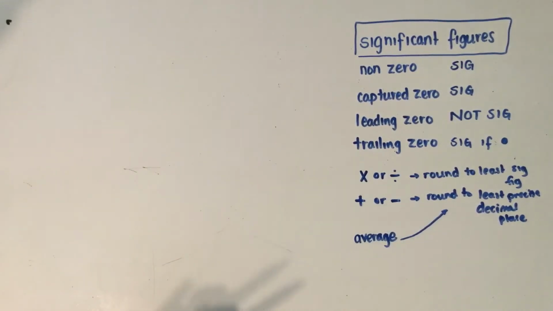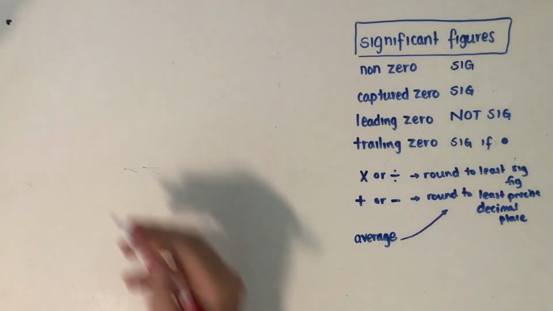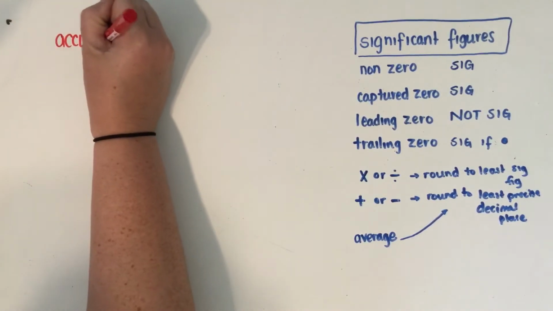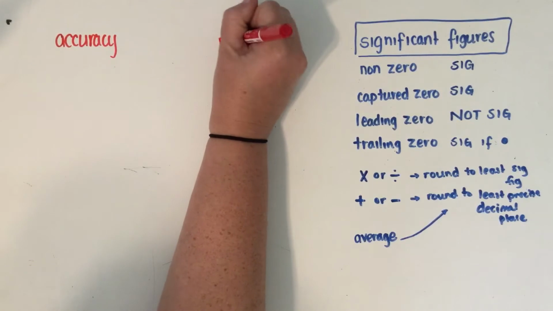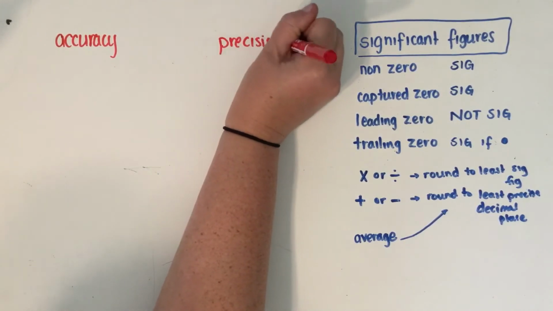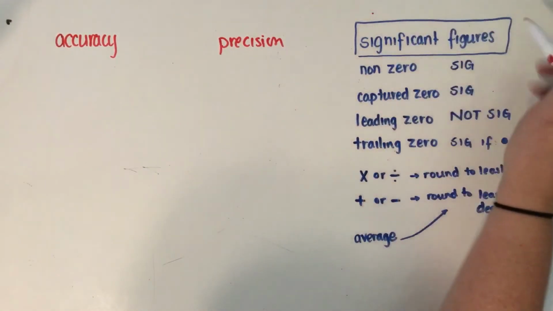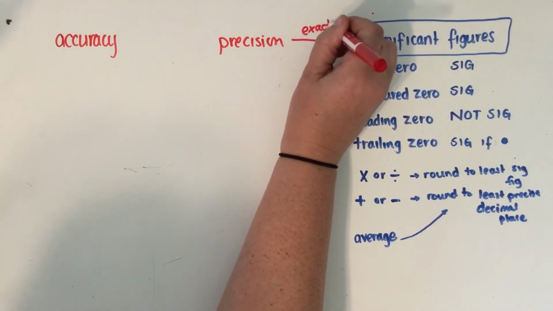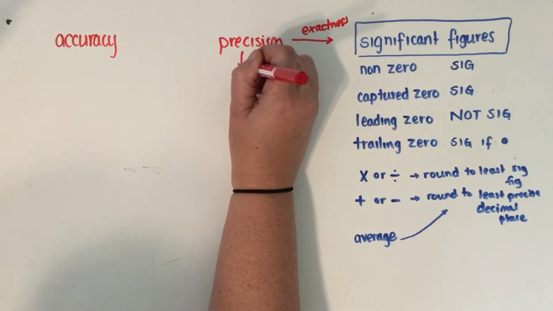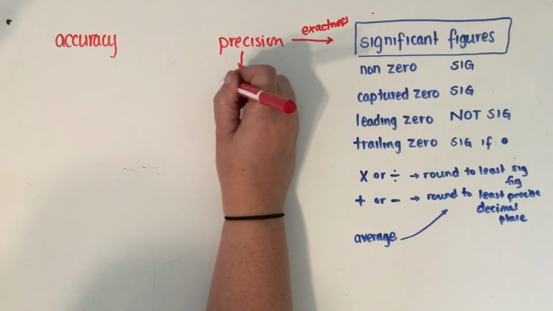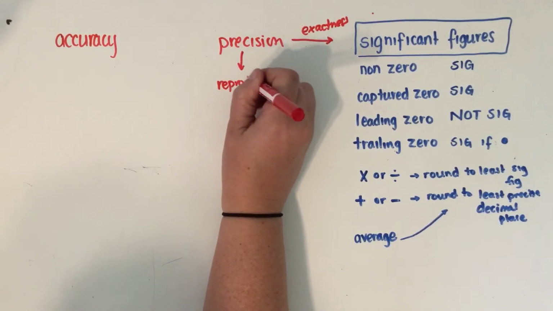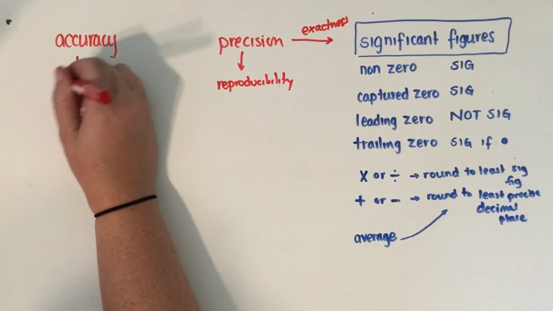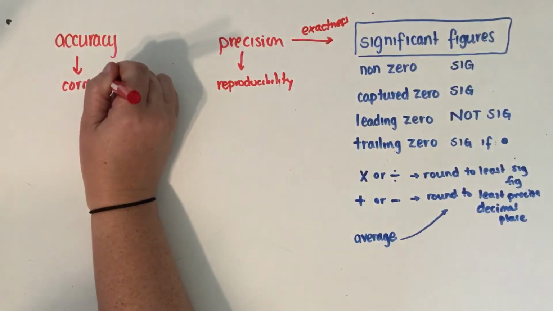Once you have a better idea of significant figures and how it deals with our precision, the other thing that we're going to quickly preview for our labs deals with our accuracy and the other definition of precision. So we said this is precision in terms of exactness. We also have precision in terms of reproducibility, and our accuracy for correctness.